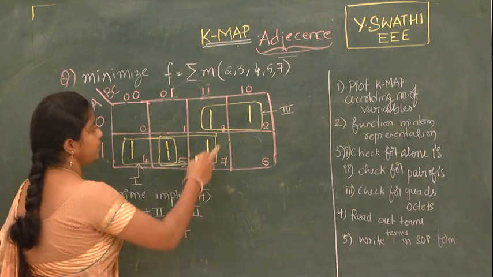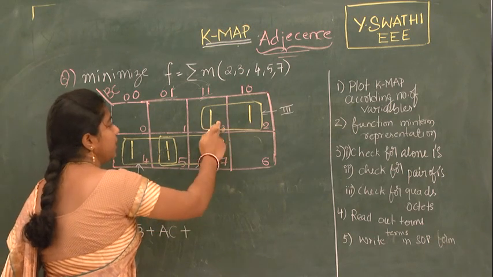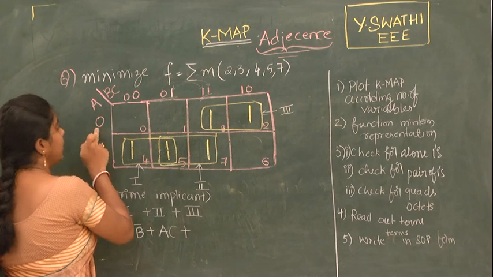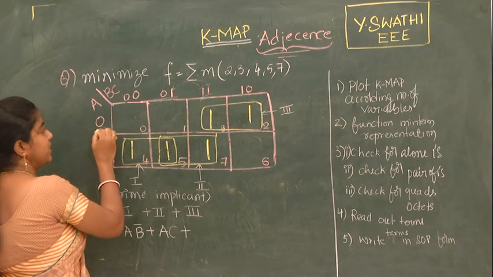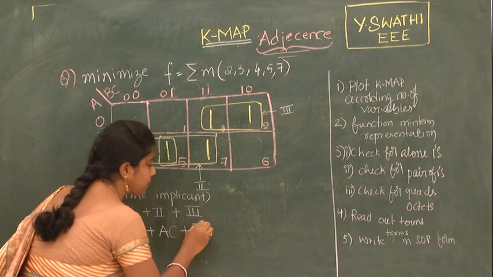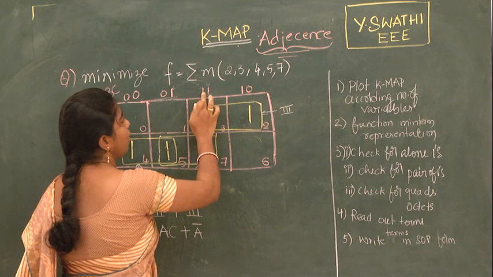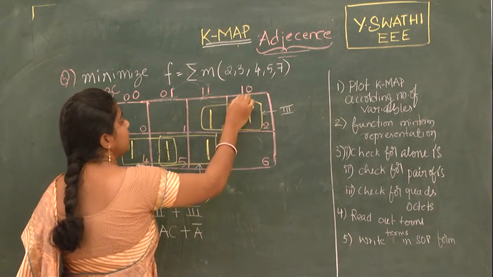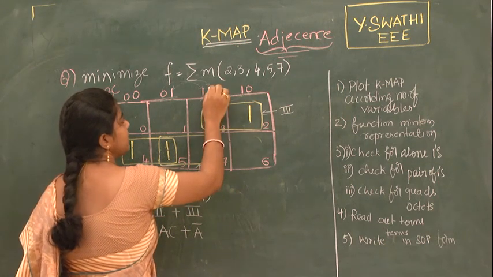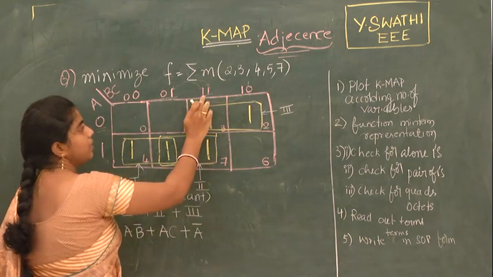And the third term is here. It is a combination of cells 2 and 3. In these two, what is the common thing? A is common and it is in 0 form, that is complemented form. So A bar. And in the 3 and 2 cells, B is 1 here and C changed from 1 to 0. So what is the common term? B.